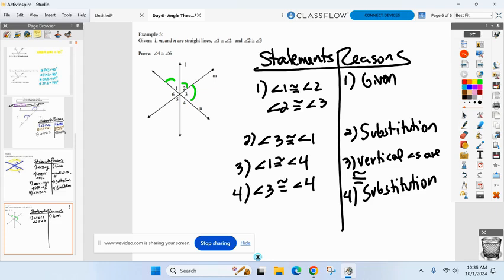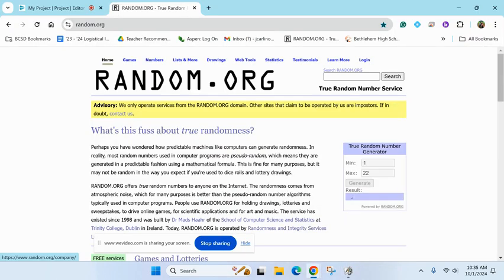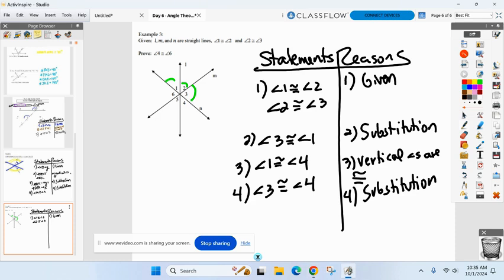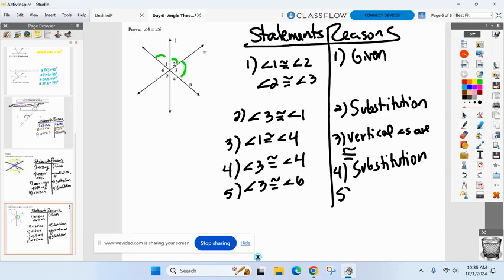All right, I got 4 down. What have I not involved yet? 6. Look at the diagram. Can you involve 6 at all now? Anything true about angle 6? There we go. Aylin? Angle 3 is congruent to angle 6. Darn right it is. So angle 3 is congruent to angle 6. Vertical angles are congruent.